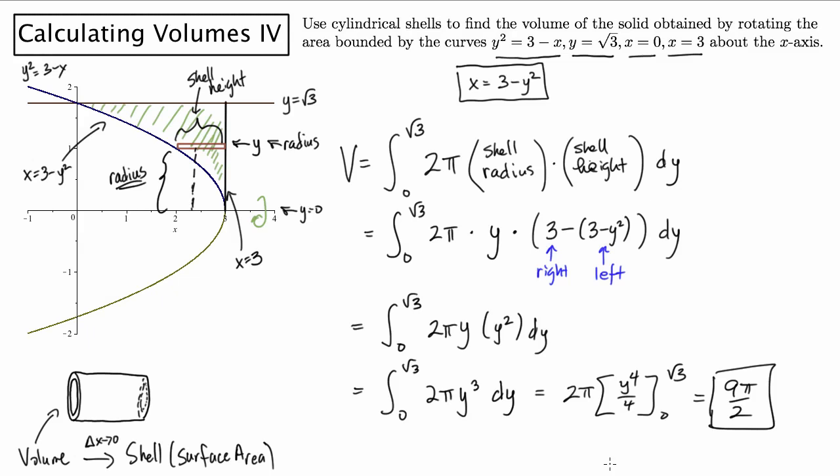So this is a really good example of using shell method. Just make sure that you understand, in looking at this shell that we have over here, exactly what is being done in terms of the figure. When you're dealing with cylindrical shells, it's best to understand what makes up the shell radius and the shell height, and that's the two major things that you have to watch out for.